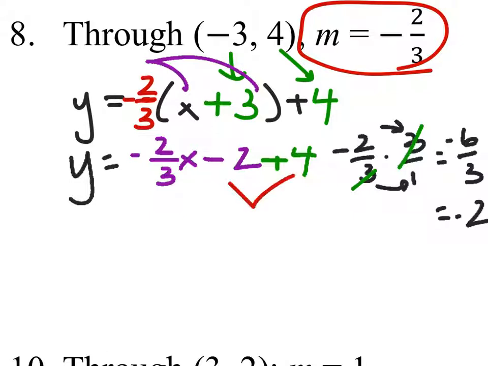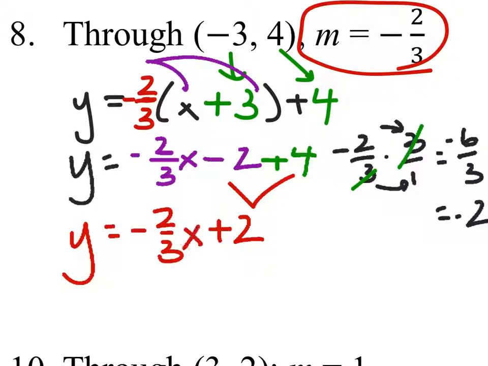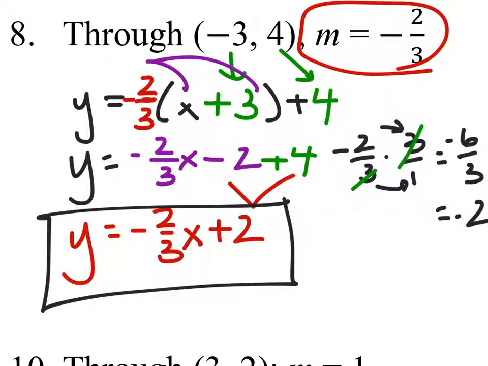All right, well, if I combine like terms up in here, I can combine this minus 2 plus 4, which would be a positive 2. So that's y equals negative 2/3 x plus 2. There's no other terms that I can see that we can combine. So it looks like this is our answer. Yeah, I like the first way. So let's do it the other way.